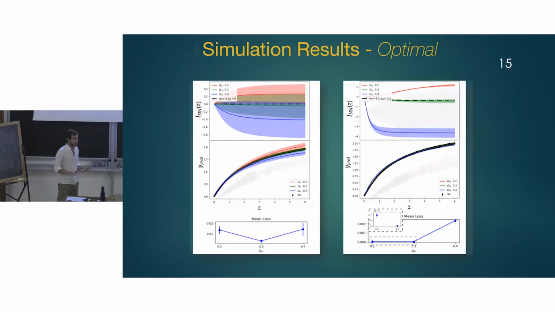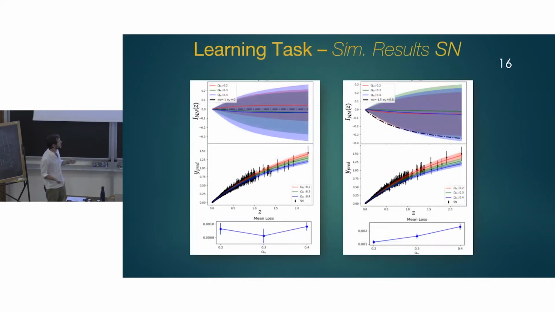But then we also tried mock data samples which were again a Lambda CDM and a CPL model, but in the range and with the redshift distribution of the real supernovae. So the real data has, of course, a redshift distribution and errors.